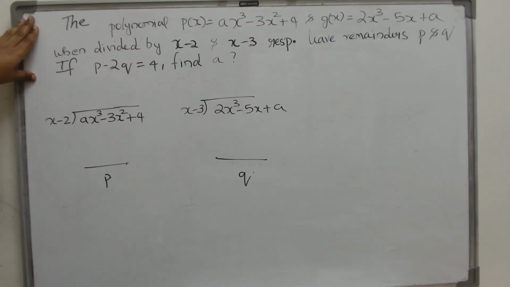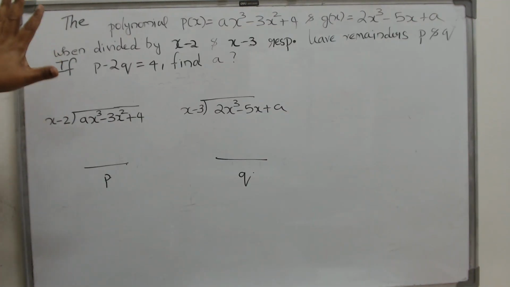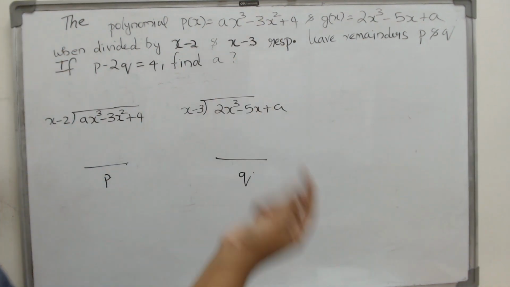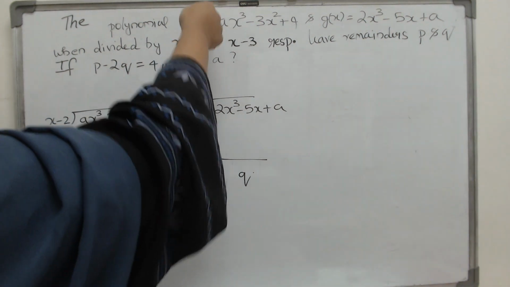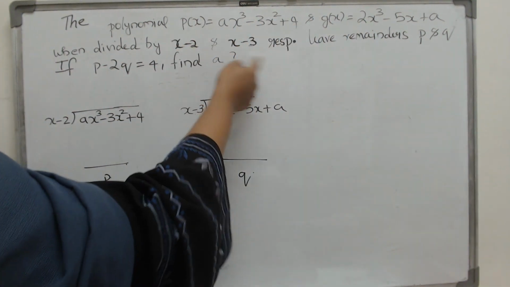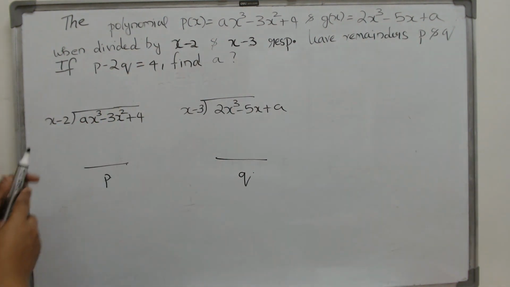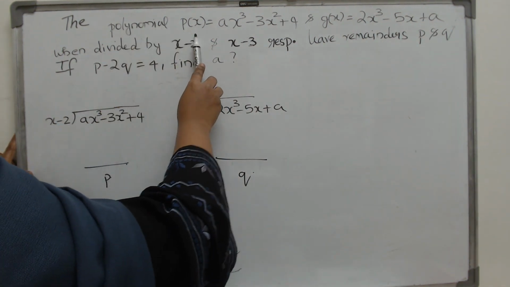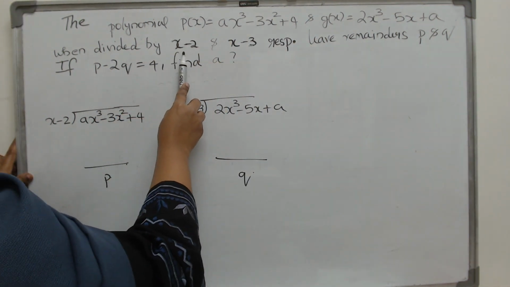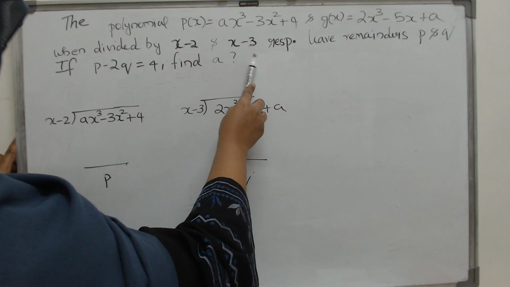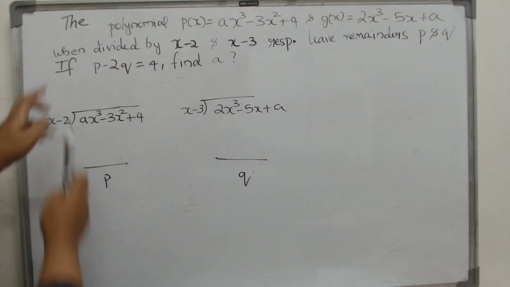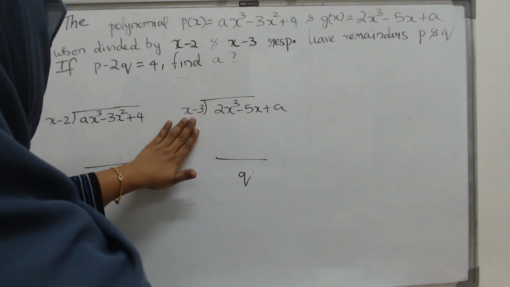Now look at this question. You have two different divisions happening here. And look at the word respectively. What does it mean? The first dividend, the first divisor. The second dividend, the second divisor. Do not change them. So you have two polynomials p(x) and g(x) divided by x minus 2 and x minus 3. So first dividend, first divisor. Second dividend and second divisor.